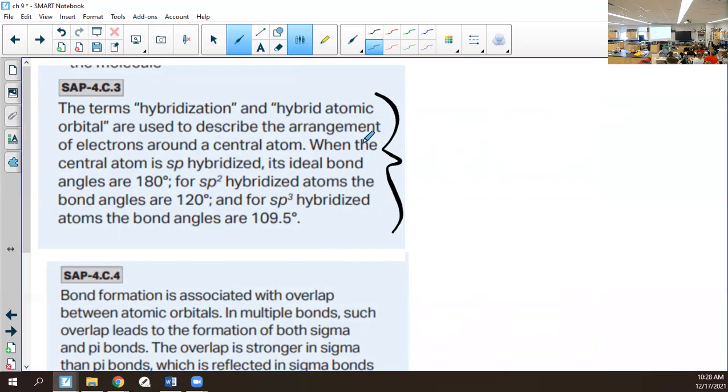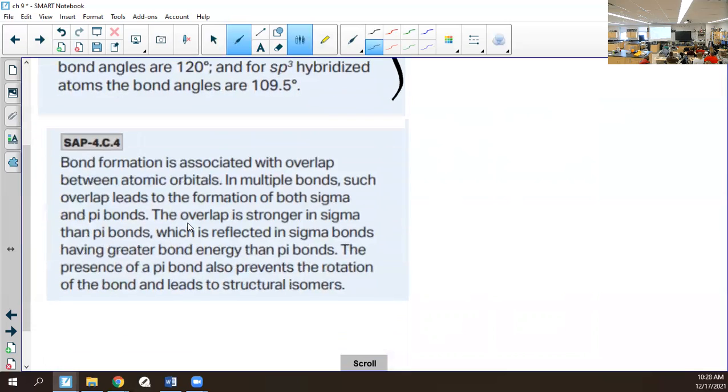So usually kids are like, oh, okay, it's kind of weird, but that makes sense. Okay, and then this one's even weirder, but it's not that bad. Bond formation is associated with overlap between atomic orbitals. In multiple bonds, such overlap leads to the formation of both sigma and pi bonds.